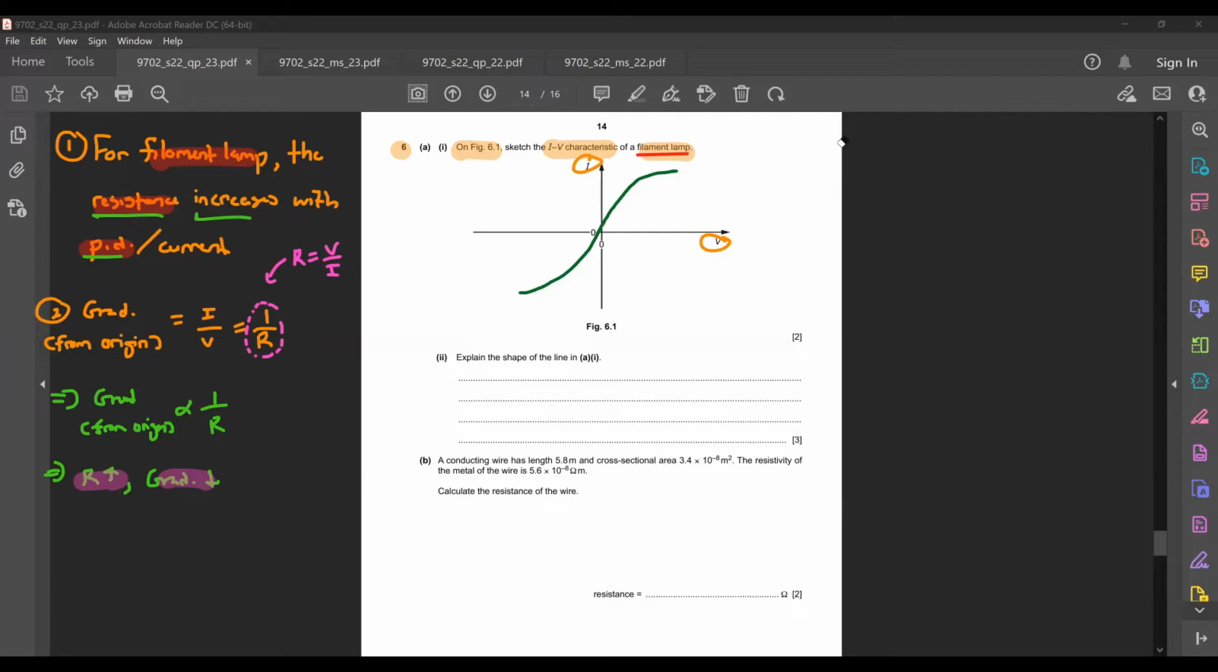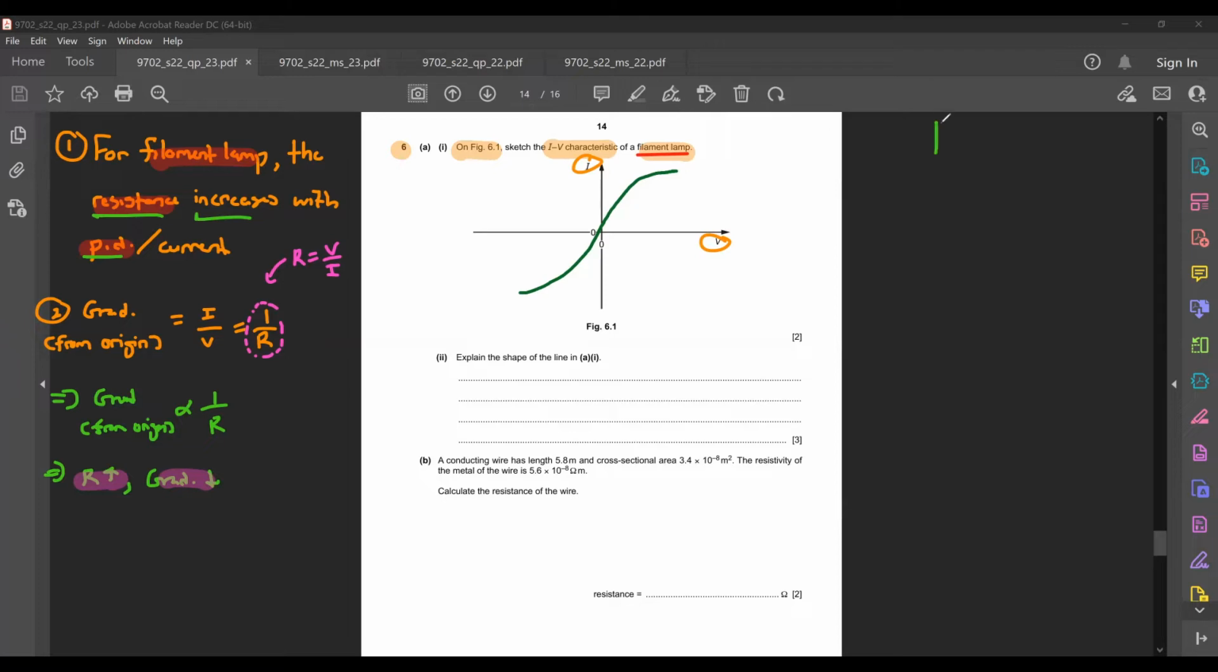And you should also have the shape on this quadrant here too. You don't just draw your graph on this quadrant, you also should draw your graph on this quadrant too. Now the reason is because of this. You have to take into account that your filament lamp can also have current or PD in the opposite direction. So what do I mean by that is this.